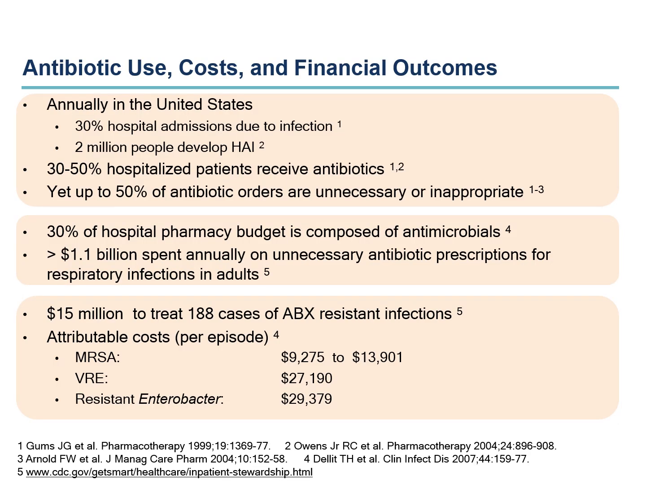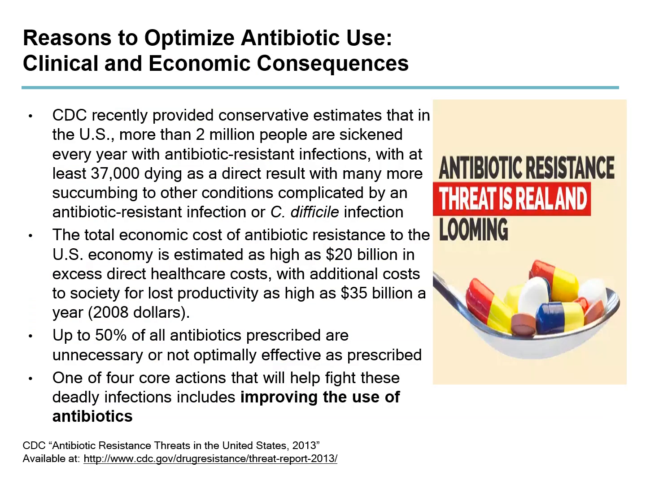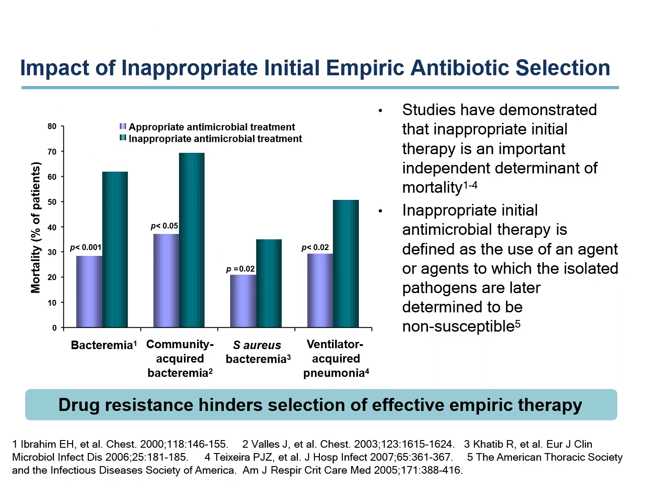Annually, about 30% of hospital admissions are due to infections. 2 million people develop hospital-acquired infection. Yet, 50% of the antibiotic orders are unnecessary. The CDC recently provided estimates that nearly 50% of antibiotics prescribed are unnecessary. So, we need to improve the use of antibiotics. Studies have demonstrated that inappropriate initial therapy is an important independent determinant of mortality. Drug resistance hinders the selection of effective empirical therapy.